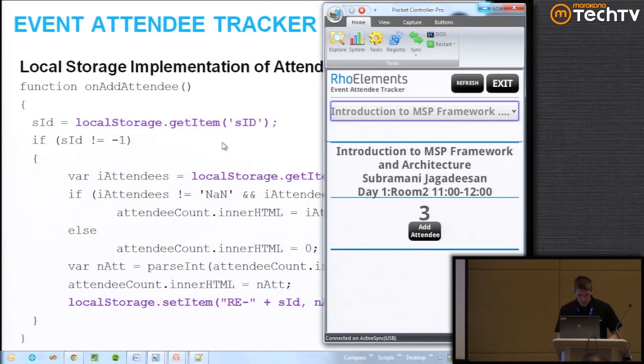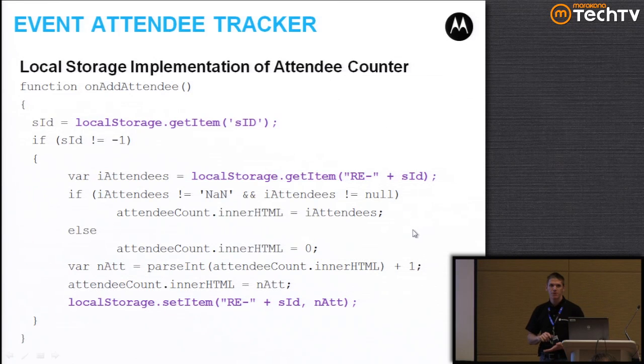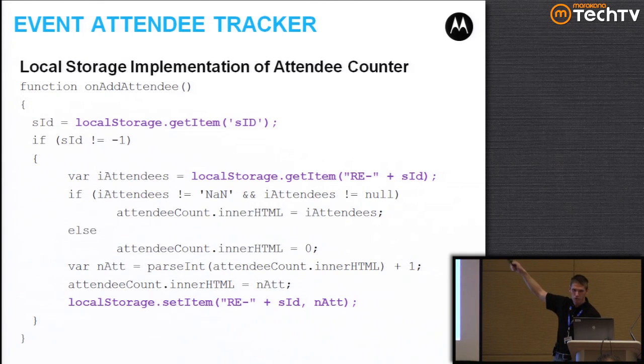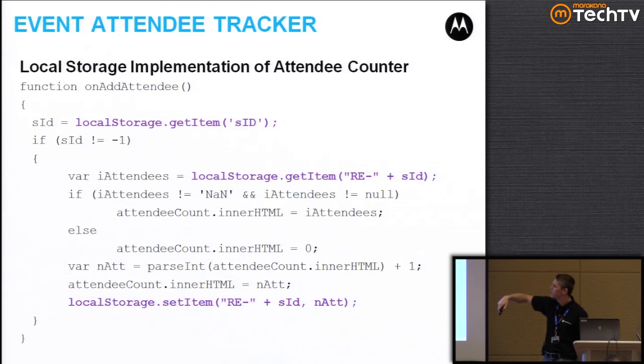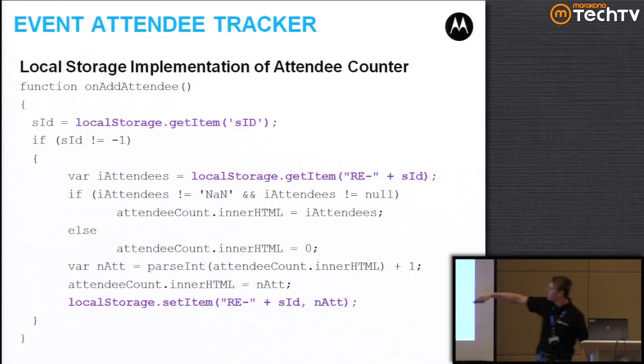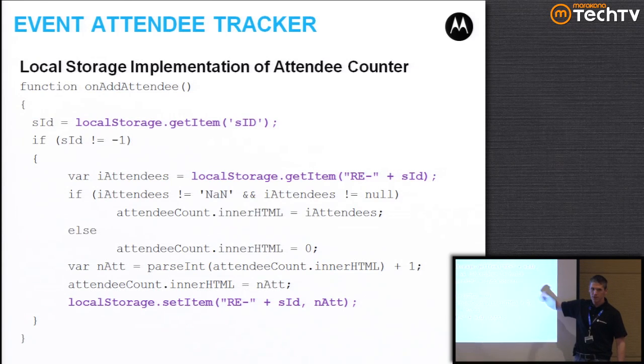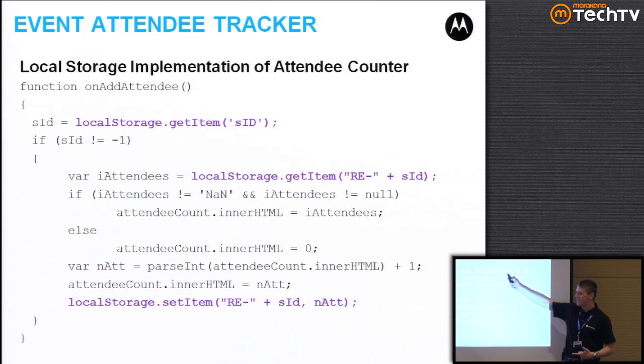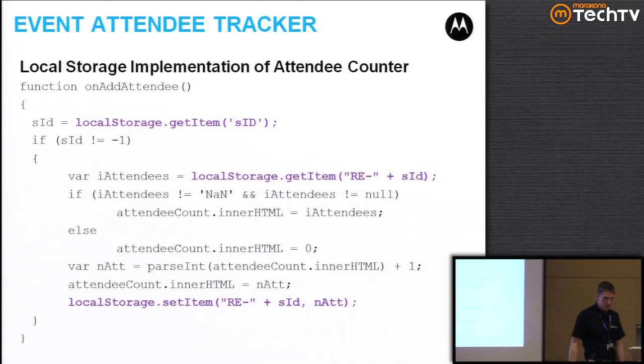So if I just show you, this is the code which executes whenever you press the add attendee button. So get item, SID is the combo box drop down, the currently selected item, and then get item for RE dash. All the keys, the names of the count of attendees in each session, are just RE dash and then the session ID. So it gets it, does some error checking and adds 1 to it, and then outputs it on the screen.